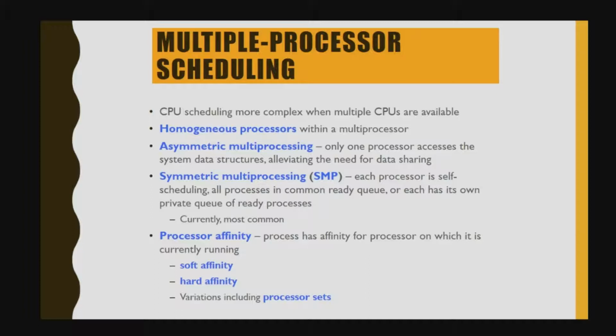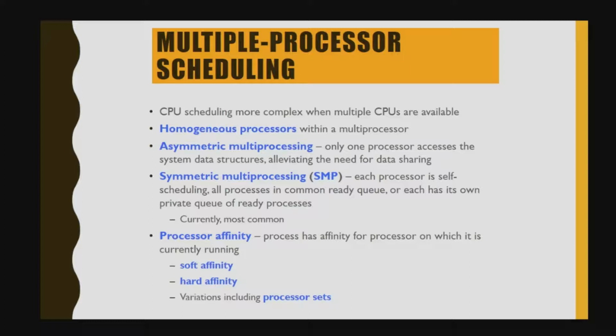So we have homogeneous processors within a multiprocessor. Then we have asymmetric multiprocessing. You can remember that we have synchronous and asynchronous, which are quite similar. Here only one processor accesses the system data structures, alleviating the need for data sharing. For symmetric multiprocessing, each processor is self-scheduling. Each processor does its own scheduling, with all processes in a common ready queue, or alternatively each has its own private queue of ready processes. So that is the difference between asymmetric and symmetric multiprocessing.